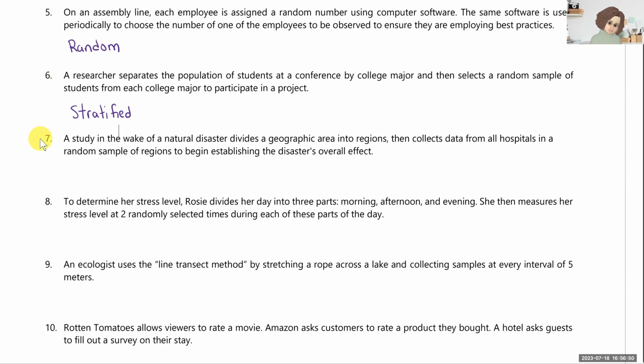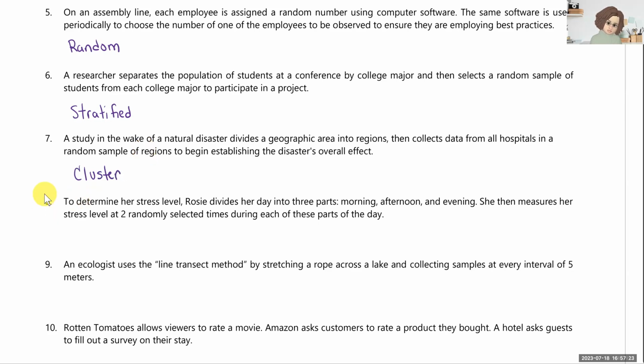Number 7, a study in the wake of a natural disaster divides a geographic area into regions, and then they collect data from all hospitals in a random sample of regions to begin establishing the disaster's overall effect. All right, so all hospitals from just some of the regions. So that is our cluster method, all from some.